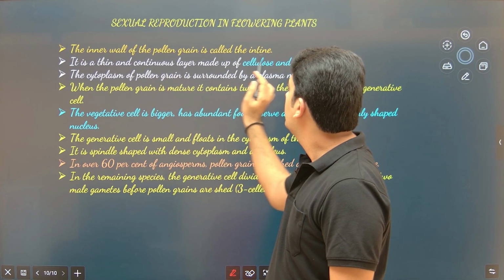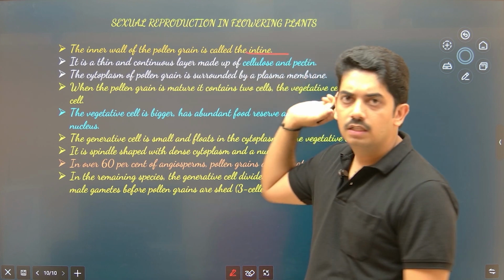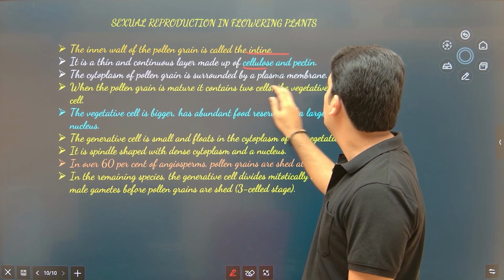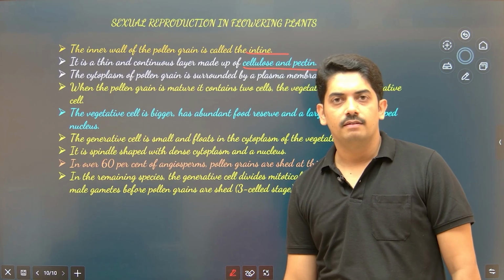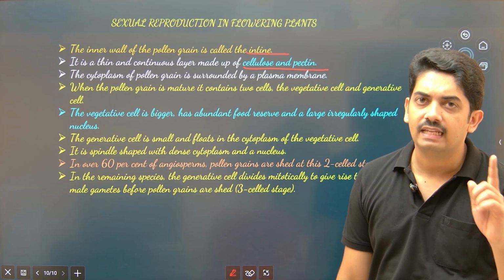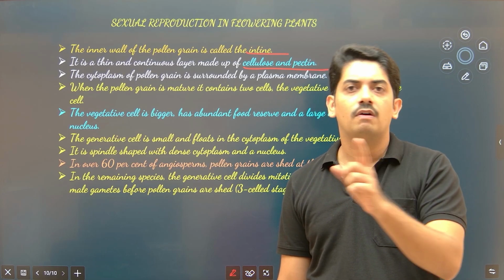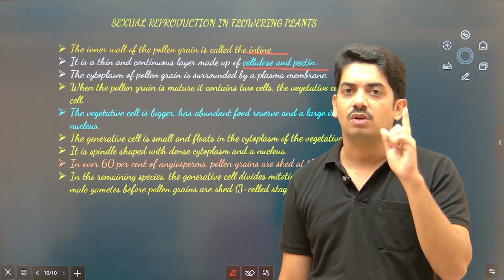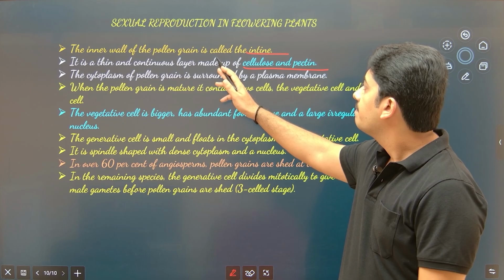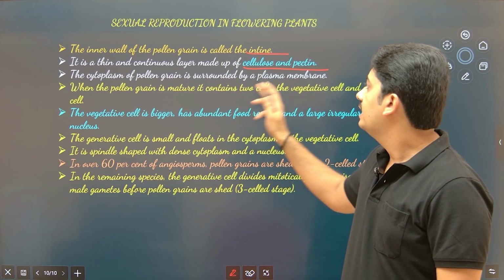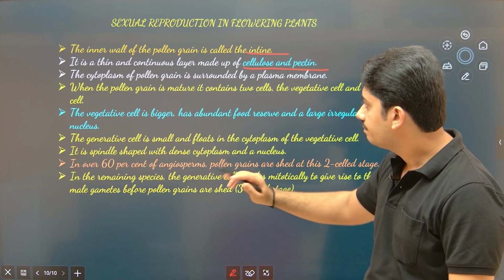Okay, the inner wall is made up of intine. Now what is the composition of intine? It is made up of cellulose and pectin. Please remember, again a very, very important concept for competitive exams. The composition of exine is sporopollenin, which is organic, and the composition of the inner wall, intine, which is entire, is cellulose and pectin.